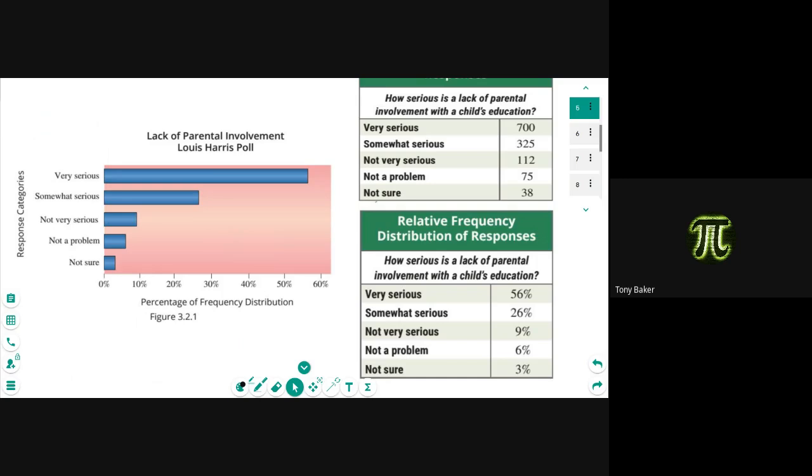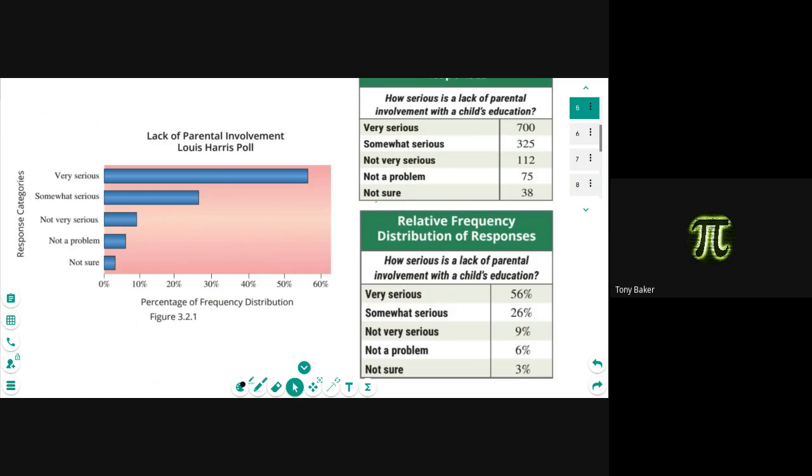So we've got the frequency table right here. We've got the relative frequency table. And then we have this. What's this called? That is a bar graph. Okay. Everybody in here seen bar graphs before? Awesome. So bar graphs are a visual representation of our data.